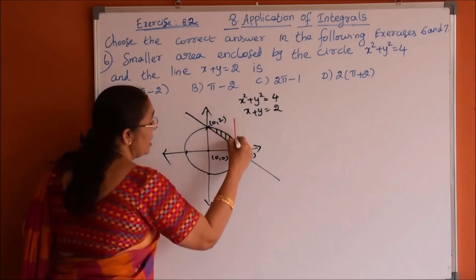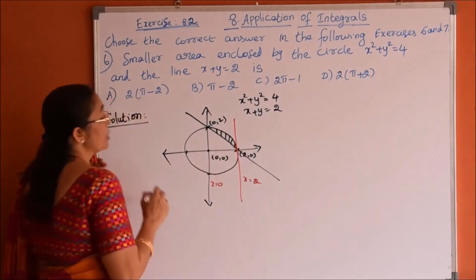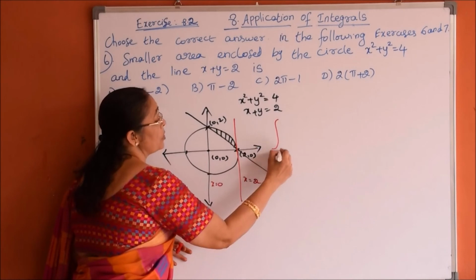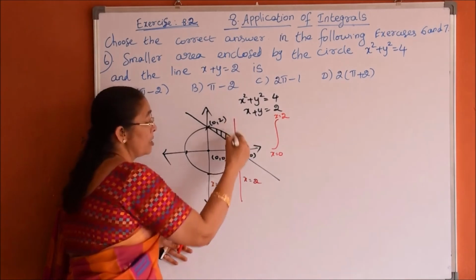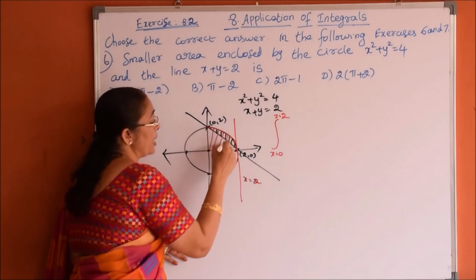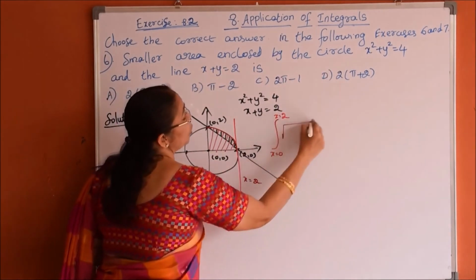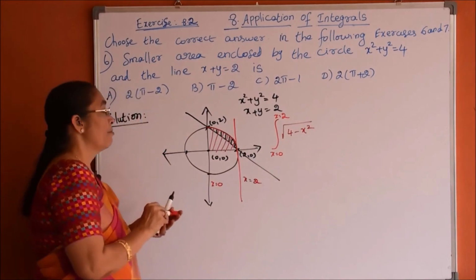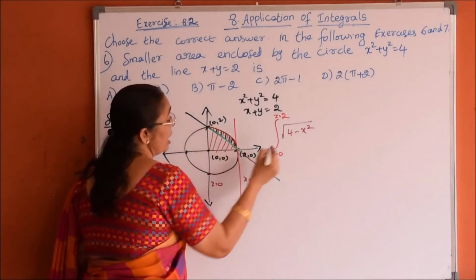Now, this is the line x equals 2 and this is the line x equals 0. So, the area covered between the lines x equals 0 to x equals 2 with the x-axis by the circle. Circle is this complete area. So, now the circle in the form of y equals f of x, we will write root over 4 minus x square.